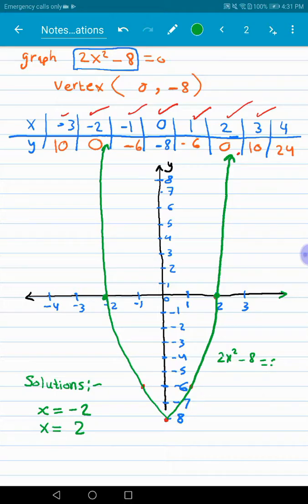What is the y-intercept? Where does it cut the y-axis? It is y equals -8. It's here, as you can see, at this point. That's all for this question.